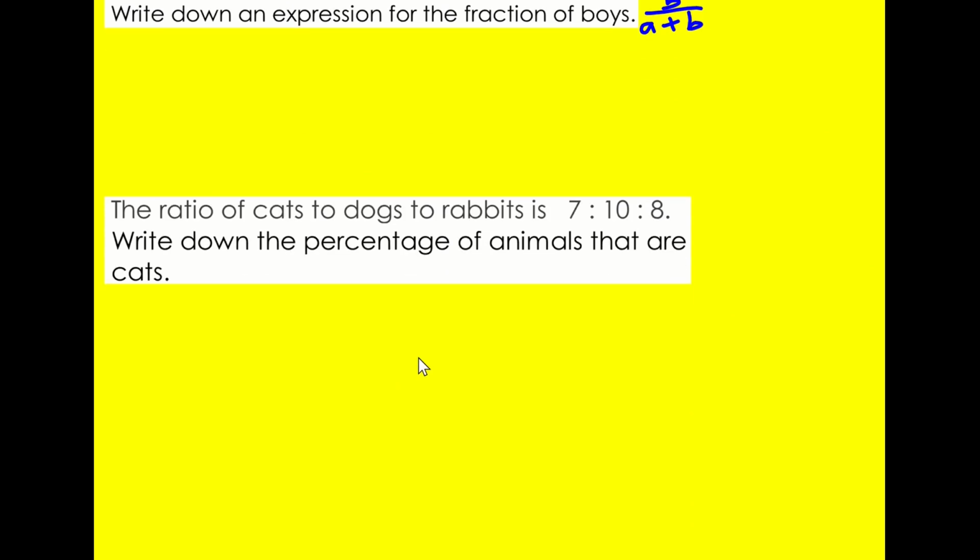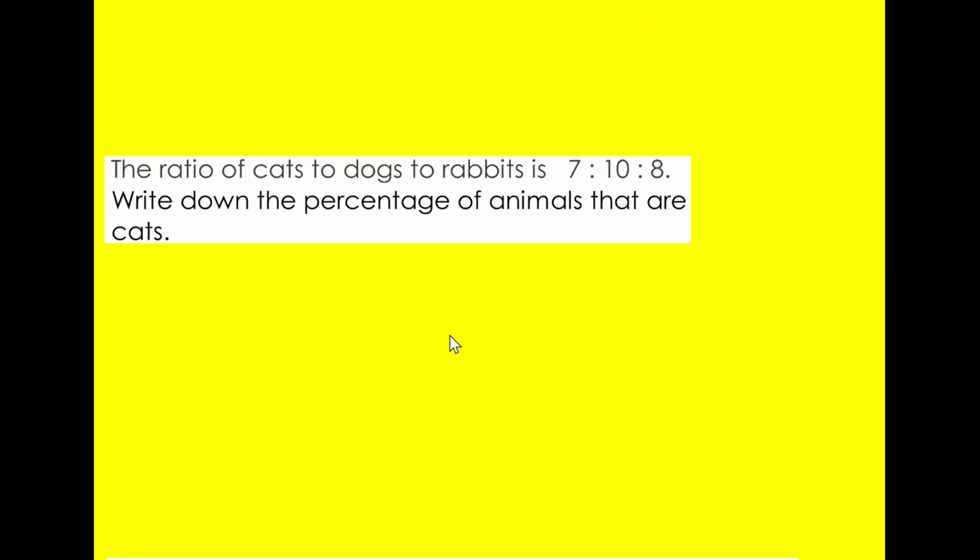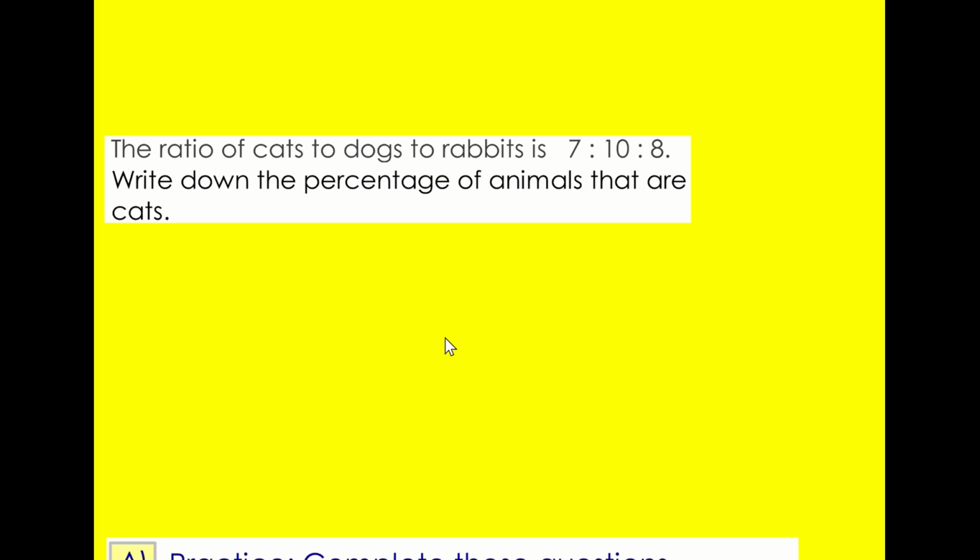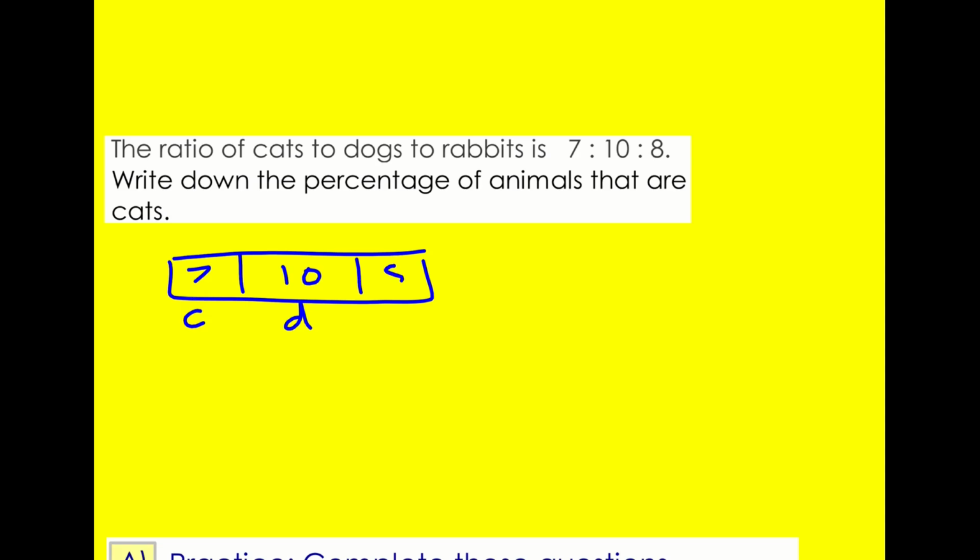Let's throw some percentages into it. Remember, fractions, decimals, percentages, they're just different ways of writing numbers. So this is no different really. It's just that once you've got your fraction, you have to convert it to a percentage. Give this a go. Okay, again, you could use a bar diagram if you want. This is going to take a while to draw fully, but I could just do a little brief bar diagram. I've got 7 parts that are cats, I've got 10 dogs, and I've got 8 rabbits.